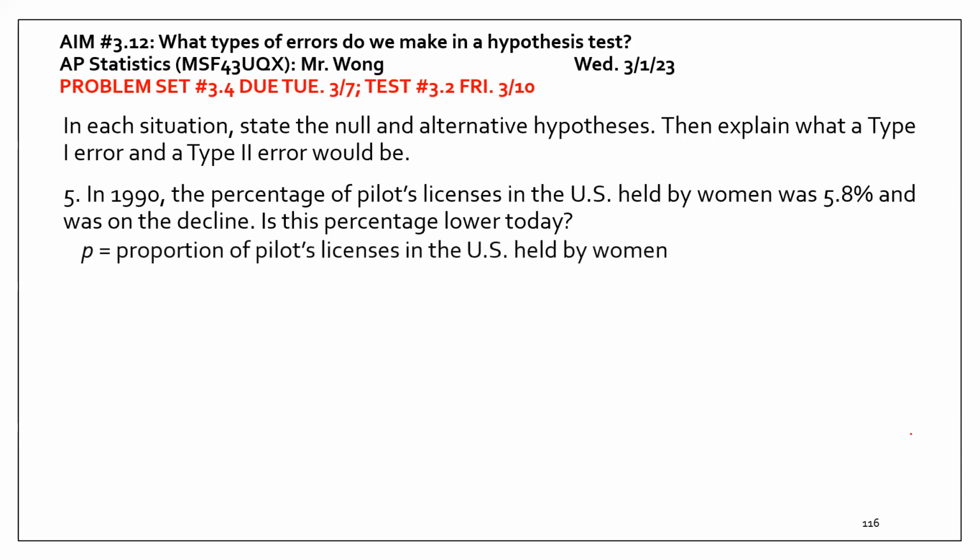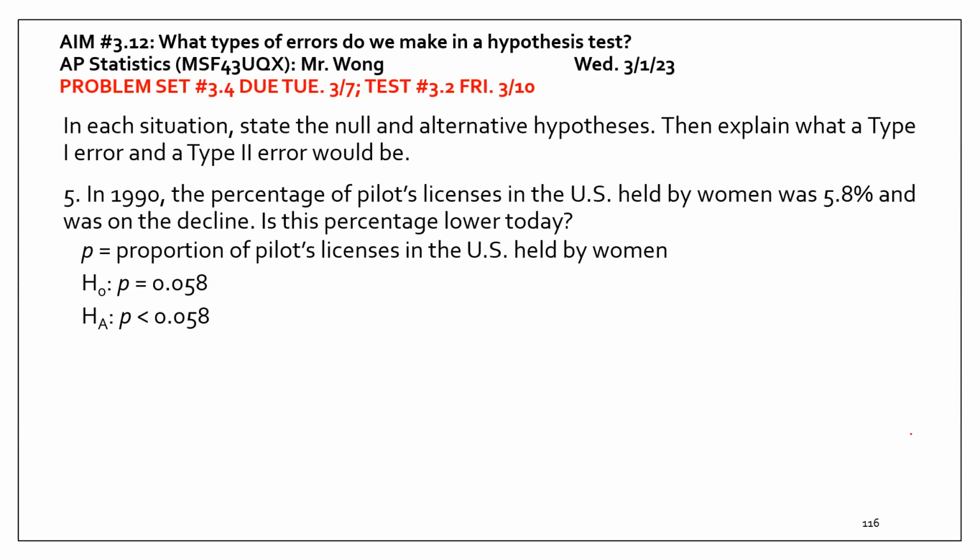P is the proportion of pilot's licenses in the US that are held by women. So the null hypothesis H naught would be that P is equal to 0.058. The alternative would be that P is less than 0.058. And it's less than because if you read the context carefully, it suggests that the percentage was declining. So that's the direction that we're interested in.